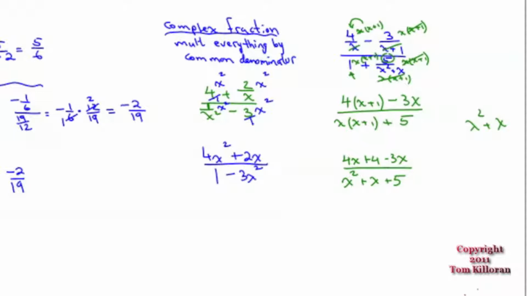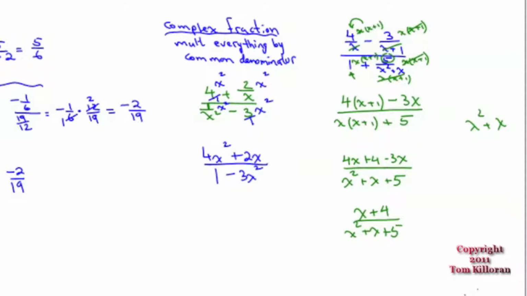4x minus 3x? What property? Commutative property first. Additive. How do you add 4x minus 3x? Distributive property. Remember that final's coming eventually. So we get x plus 4 over x squared plus x plus 5.